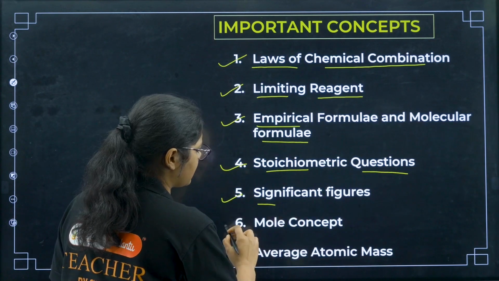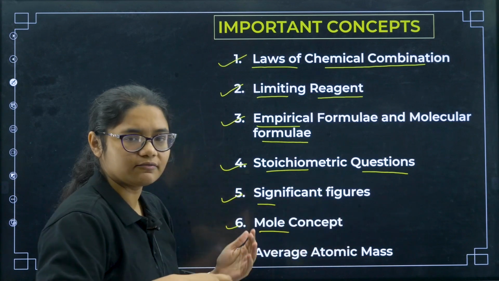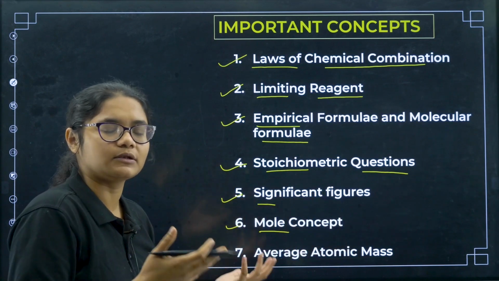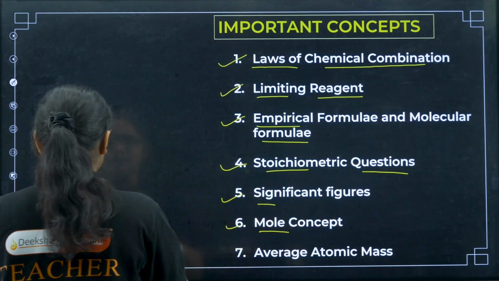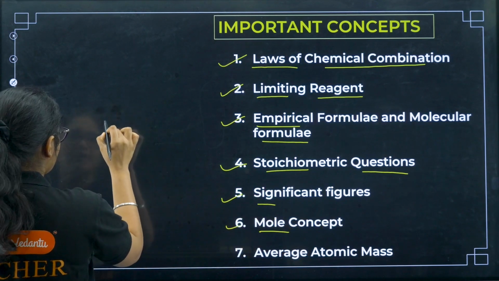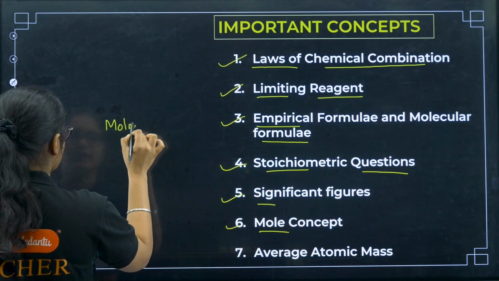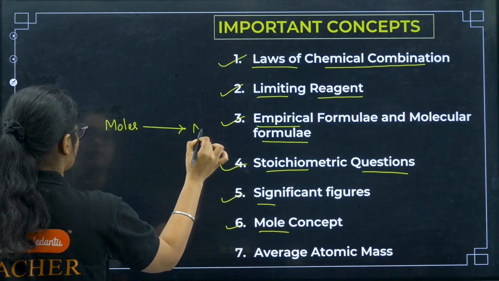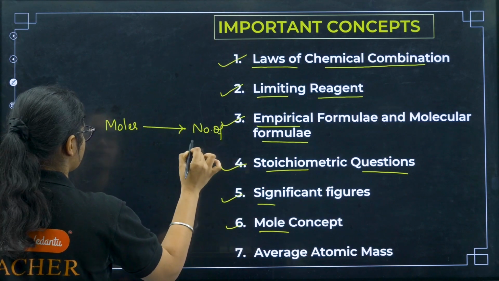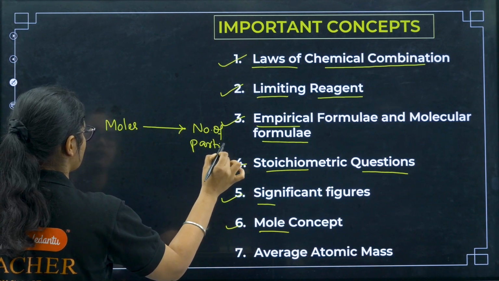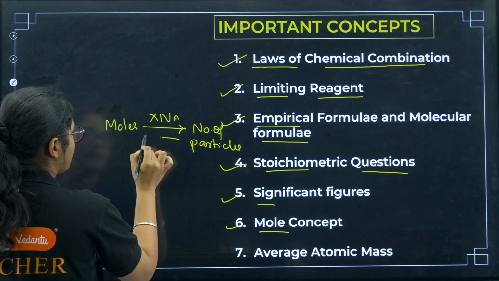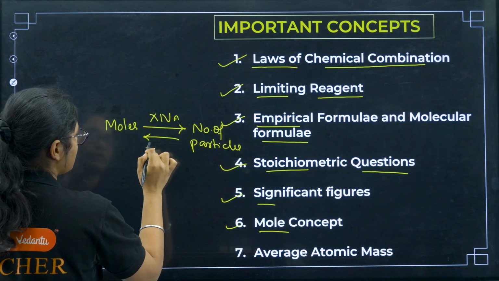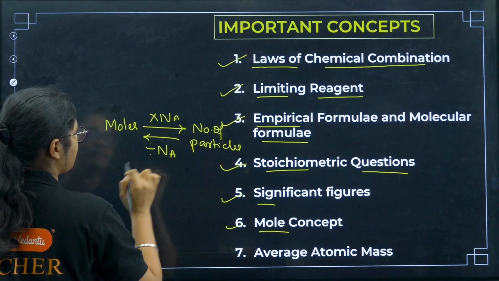How to find significant figures, and the mole concept: how to convert from moles to atoms, atoms to mass, mass to moles. You should know all these conversions, so I'll tell you here. If you have moles and you want to calculate the number of particles, you multiply with Avogadro number, and if you have the number of particles and you want to calculate the number of moles, then divide by Avogadro number.